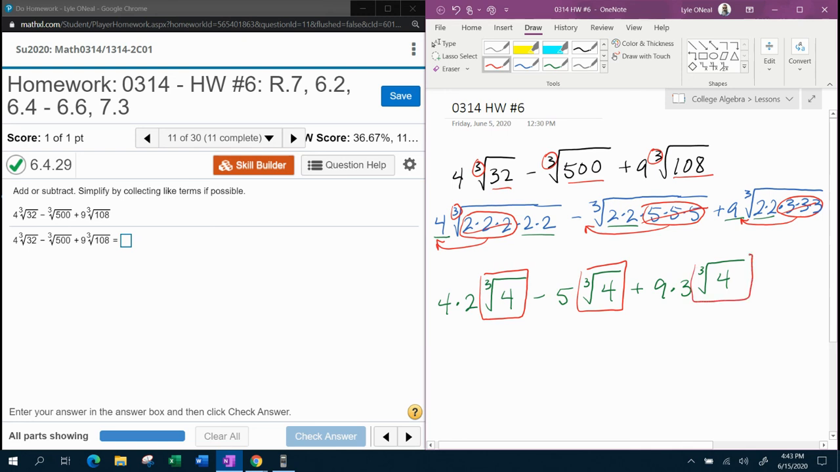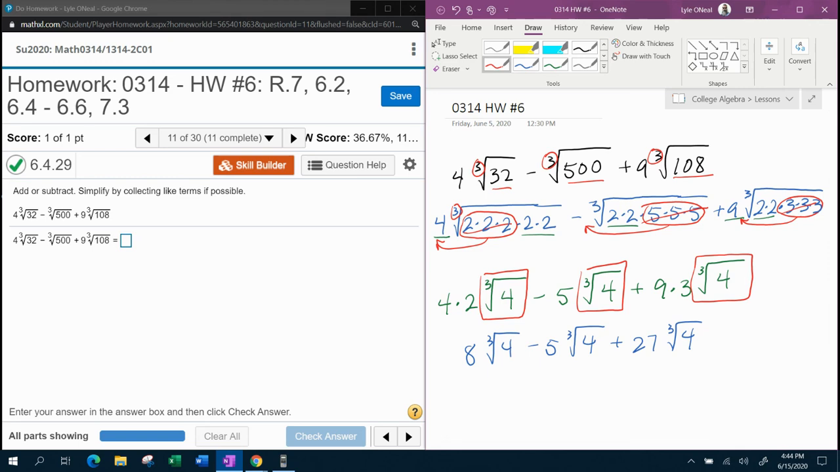So now if you look at my radical pieces, you're going to see that they are all 3 now identical. They have the same index and the same radicand. And so now I'm going to be able to combine these radical expressions because they are like terms. So 4 times 2, that is 8 cube root of 4, minus 5 cube root of 4, plus 3 times 9, that is 27 cube root of 4.